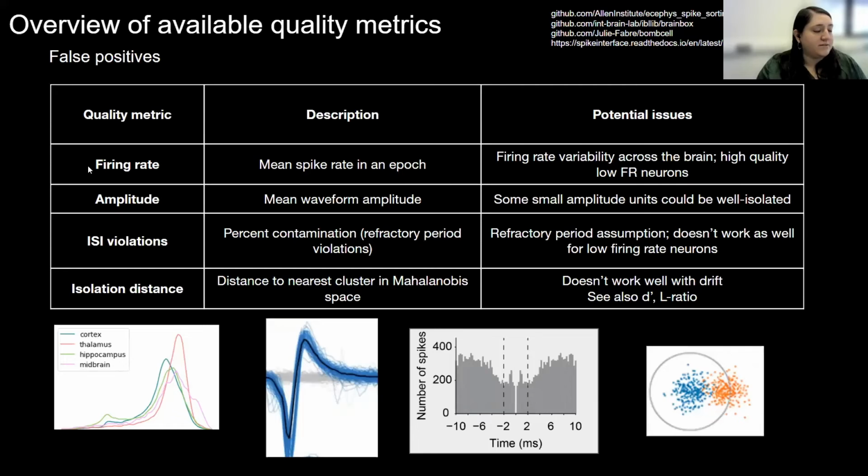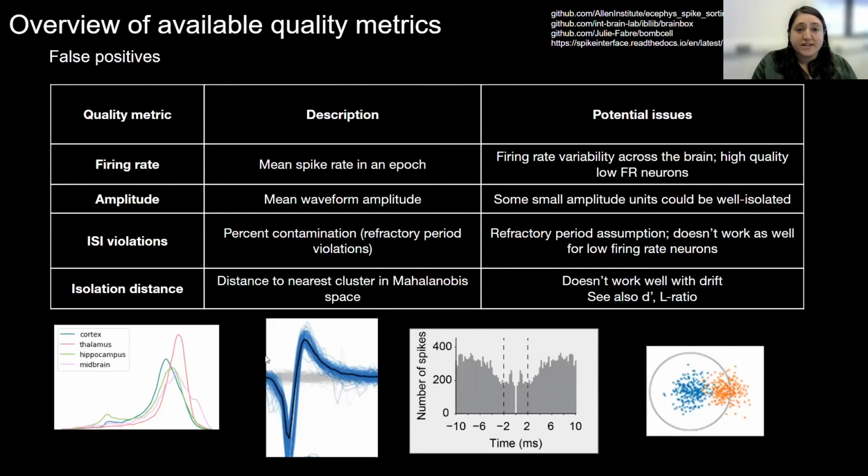All right, so some more typically used quality metrics. One, people will sometimes use a firing rate threshold. This is just the mean firing rate, either in one part of your recording or across the entire recording. Some potential issues here: we know that firing rate is very variable across the brain and across different cell types. So setting one specific firing rate threshold can sometimes mean that you miss neurons that might be very well isolated, just have low firing rates, like ground truth low firing rates. And here's a plot from the Allen Institute of distributions of firing rates in 4 different brain areas.